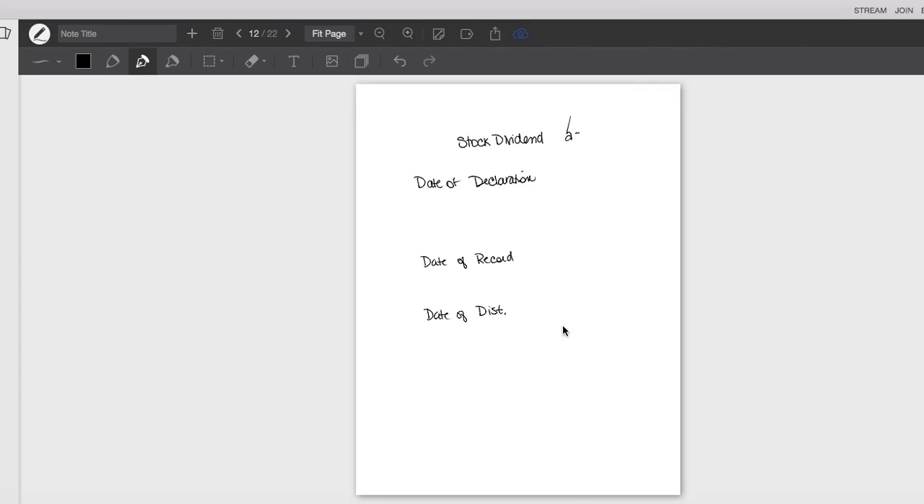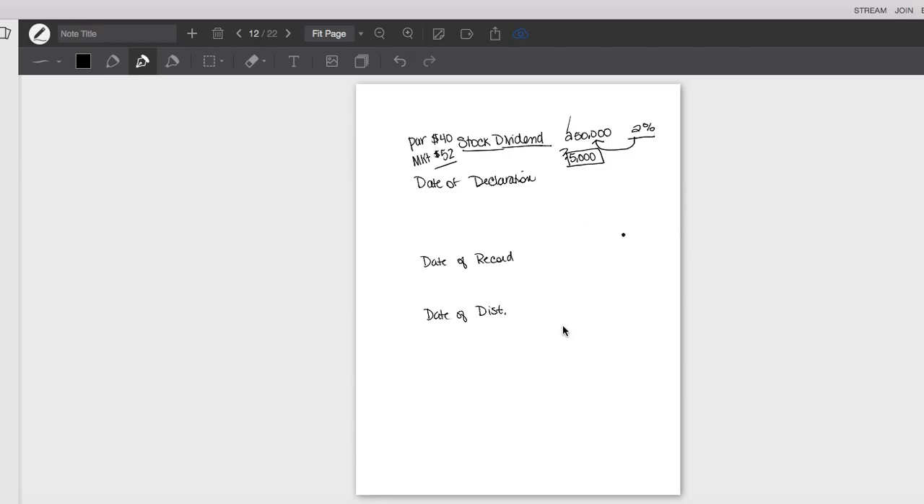We know that there are 250,000 shares outstanding, and we're going to give away a 2% stock dividend. The par value of the stock is $40, and the market value is $52. So the first question is, how much stock are you going to give away? Well, you're going to give away 2% of the outstanding stock. So you'll say 250,000 times 2% is 5,000 shares. So that's the first thing you have to figure out with the stock dividend problem, is how many shares will you give away.